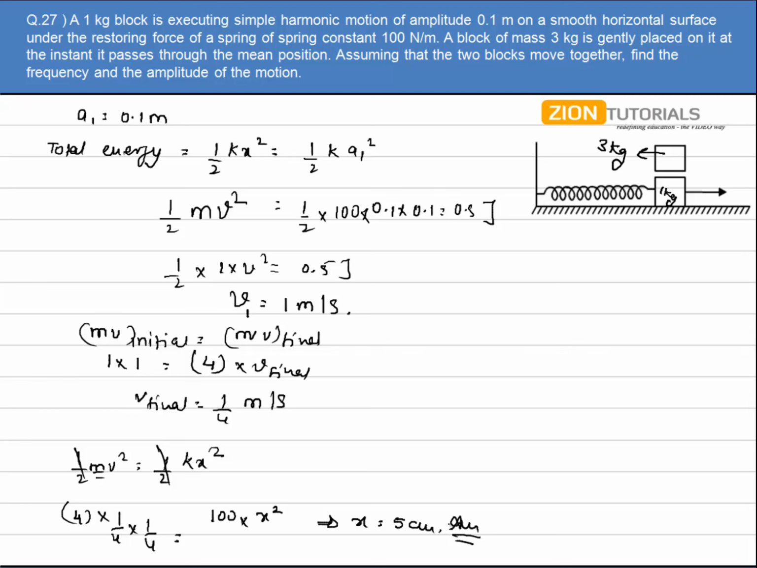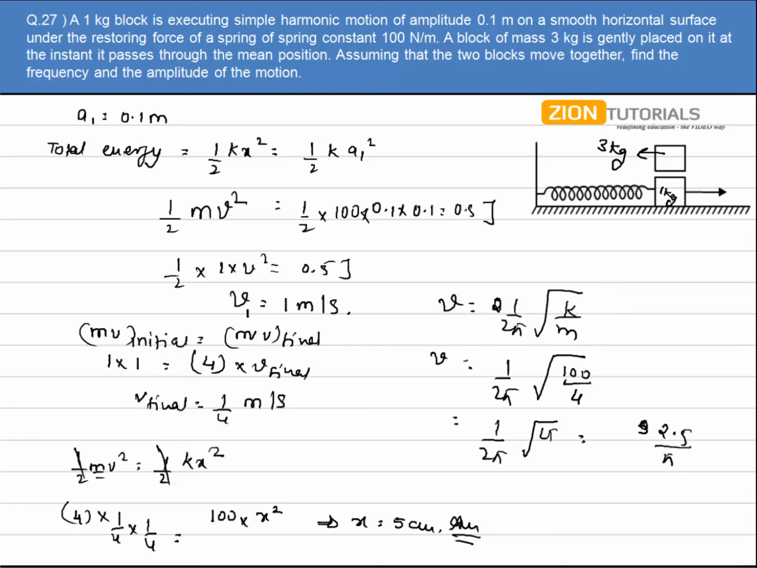That is the answer. And we have to calculate the new frequency. Frequency is given by 1 by 2 pi under root of k by m. So just the mass is changed. So k is 100 and mass is 4. So 1 by 2 pi into root of 25, that is 2.5 by pi per second. That is the answer.